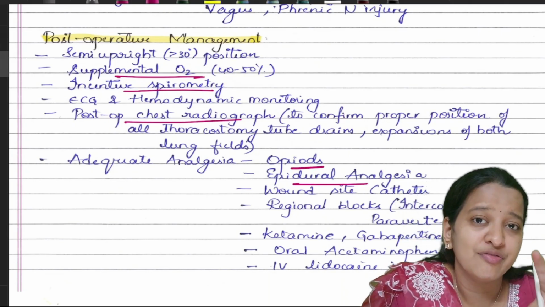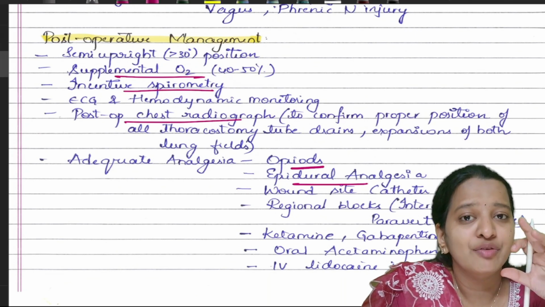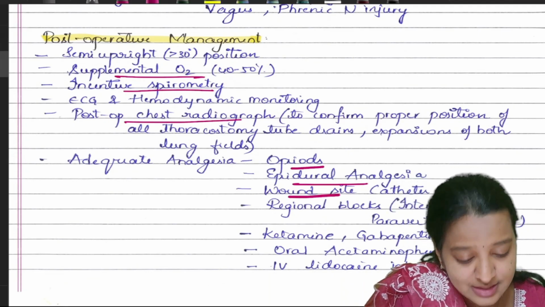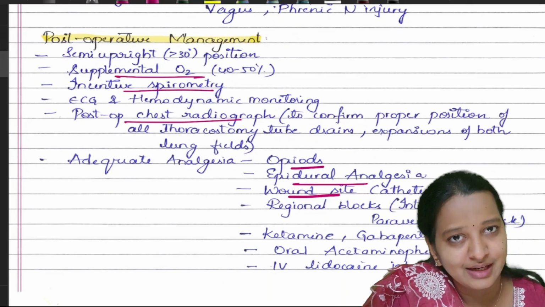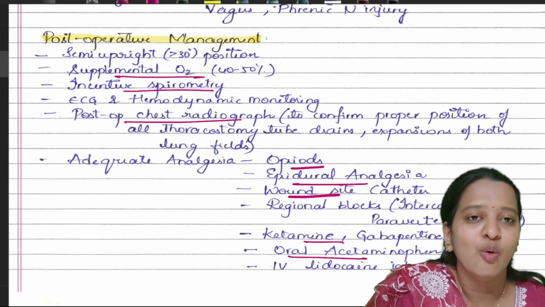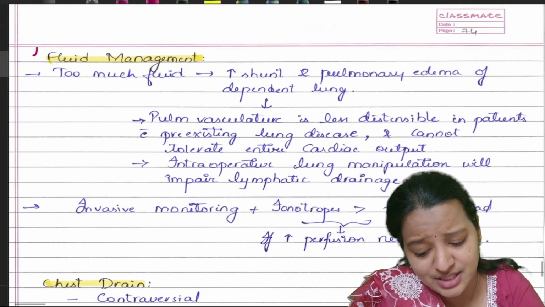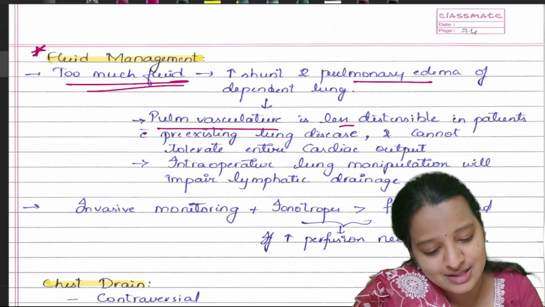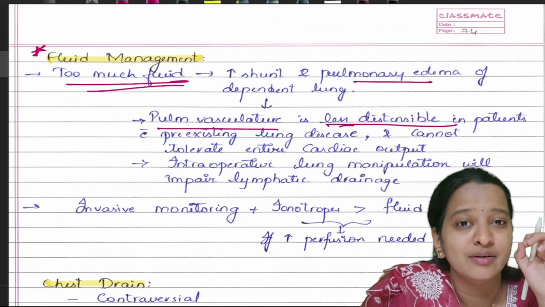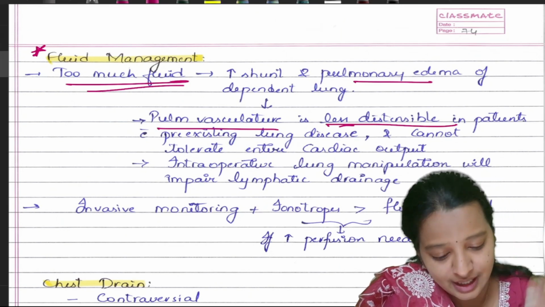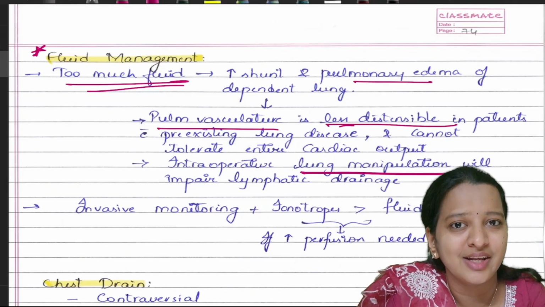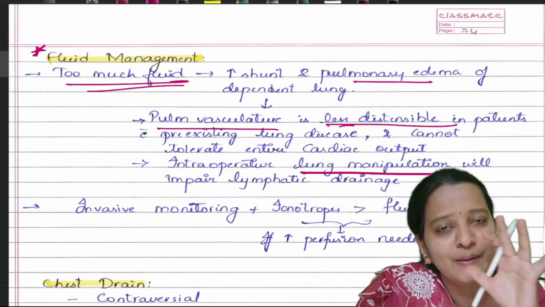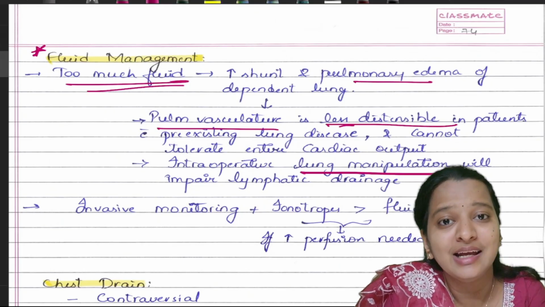In the mode of anesthesia itself, we have mentioned that we will go for general anesthesia and thoracic epidural analgesia. So we can go for epidural analgesia, wound site catheters, regional blocks, and IV analgesics like ketamine, lidocaine infusions, or oral acetaminophen. So fluid management is very much important because too much fluid will land the patient in pulmonary edema because the pulmonary vasculature is less distensible. And also apart from the vasculature problem, due to resection of the lung and intraoperative manipulation, it will impact the lymphatic drainage. So again, there will be fluid accumulation. So it is better to go for invasive hemodynamic monitoring and inotropes rather than excess fluid bolus.